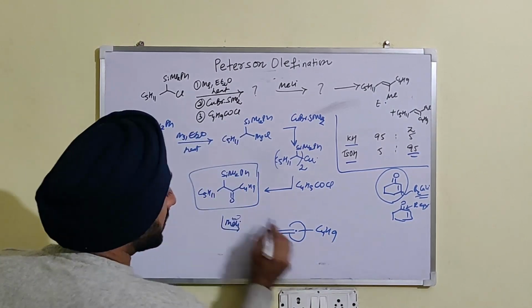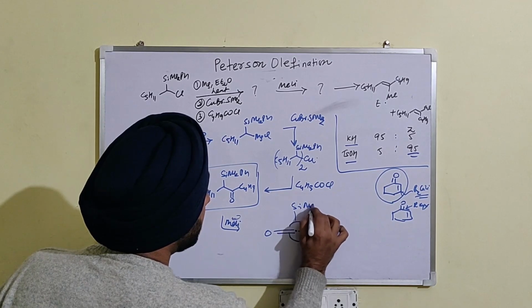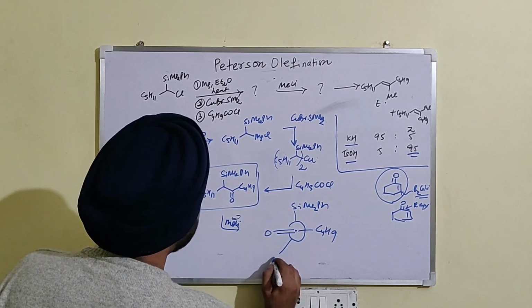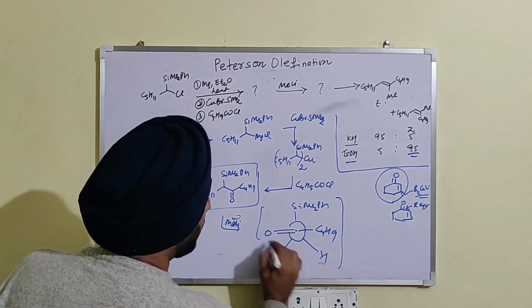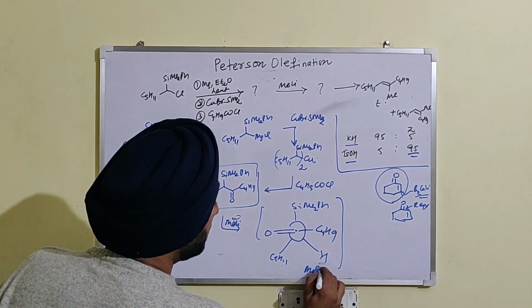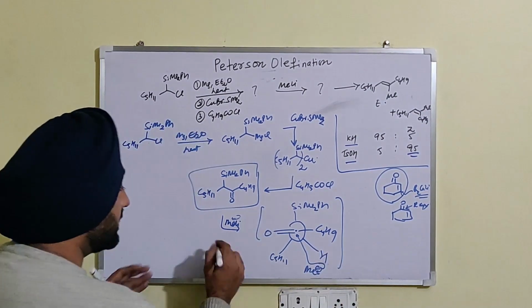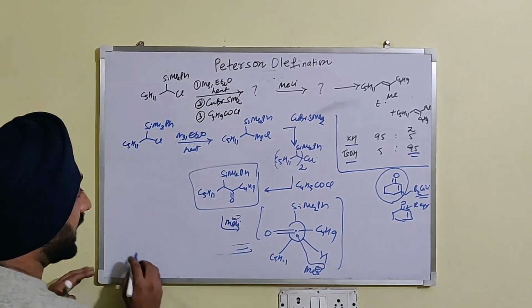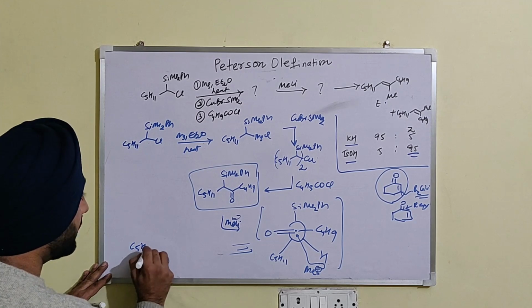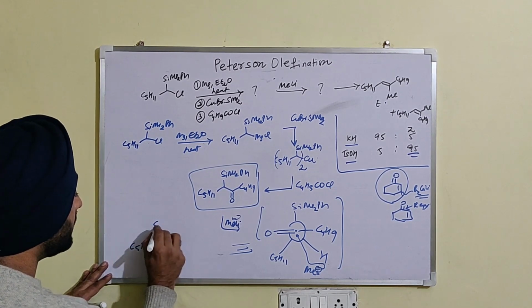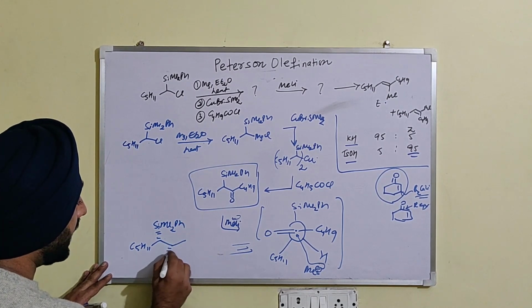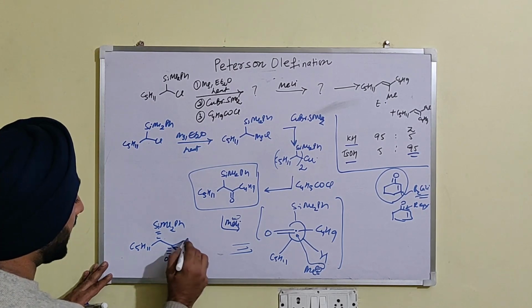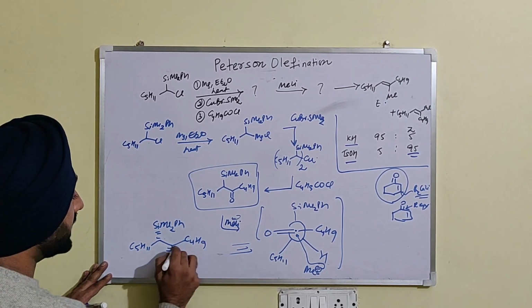C4H9. Again, the larger group is this one. SiMe2Ph, C5H11, H. So the approach of methyl would be from this side. Okay. And the product that I'm going to simply write, what we end up getting is C5H11. So this is something that you can do. And OH, here what we have is this methyl and C4H9.